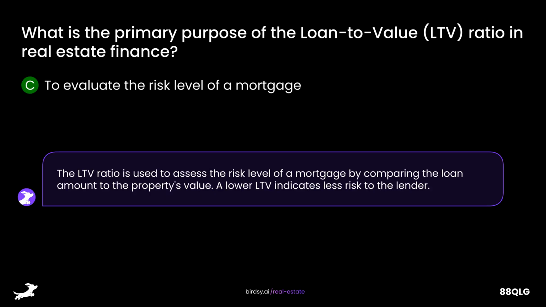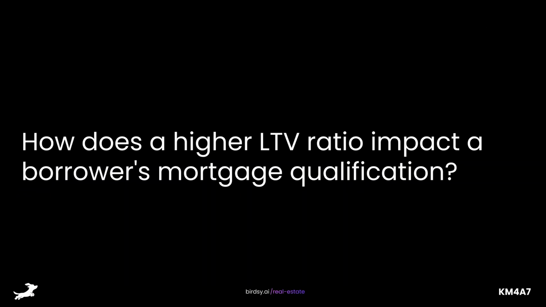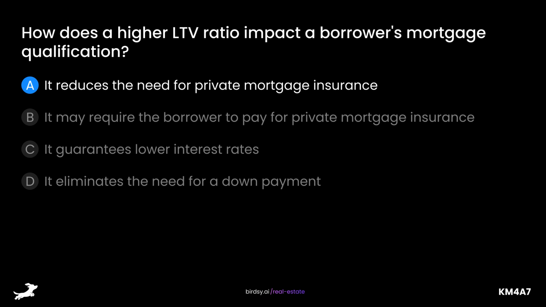The LTV ratio is used to assess the risk level of a mortgage by comparing the loan amount to the property's value. A lower LTV indicates less risk to the lender. How does a higher LTV ratio impact a borrower's mortgage qualification? Is it A, it reduces the need for private mortgage insurance, B, it may require the borrower to pay for private mortgage insurance, C, it guarantees lower interest rates, or D, it eliminates the need for a down payment? The answer is B, it may require the borrower to pay for private mortgage insurance.